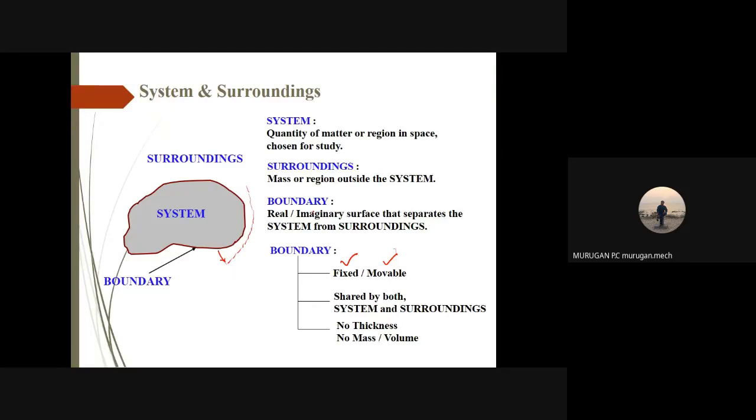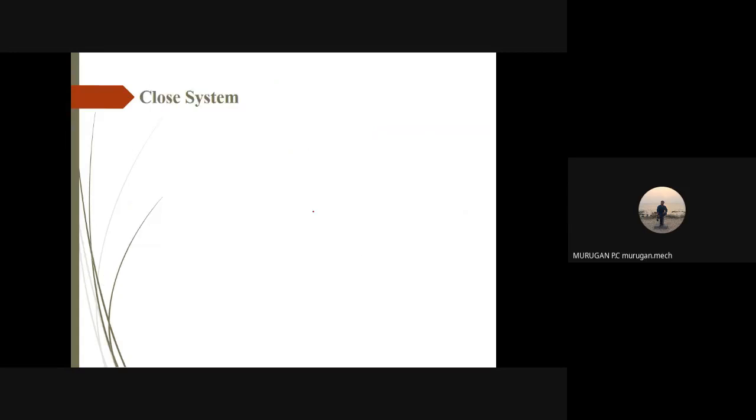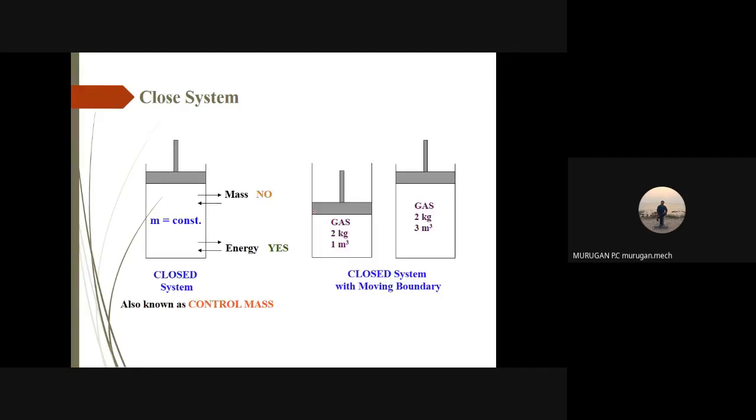So I will be pointing out a small example for this boundary. We have two types of system. A system or a region of space that we are going to study is called the system. Now we have two types of system: one is the closed system and another one is the open system. In your day-to-day life, you are mostly using the closed system. So what do you mean by the closed system? Any idea?